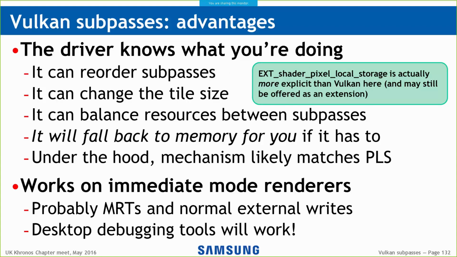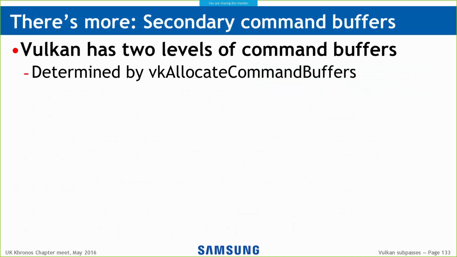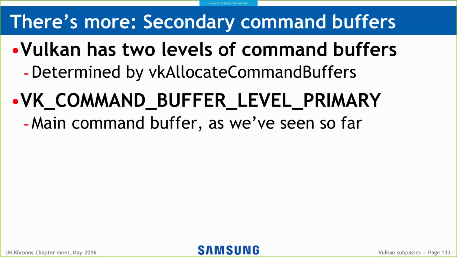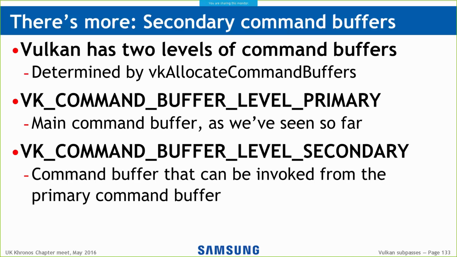So we've had a brief talk about secondary command buffers, and there's a more detailed talk about secondary command buffers from my colleague. I'm briefly going to talk about them here and how they work with subpasses. So there are two kinds of command buffers when you create them. The primary command buffers are the ones I've been showing so far. You can have a secondary command buffer as well, and that contains things that are going to be invoked by the primary command buffer.